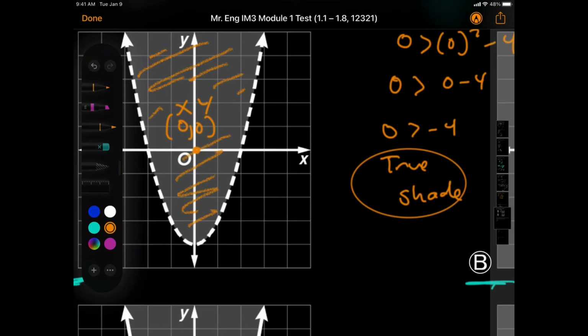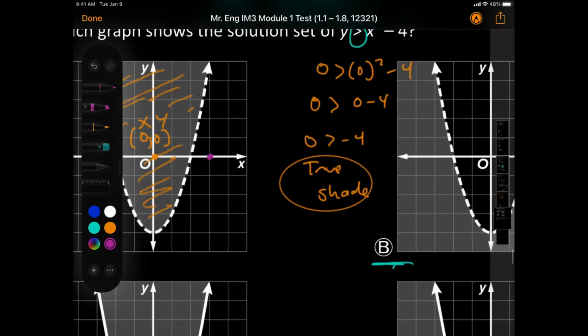Everything in the shaded region is a solution. Now, let me prove to you why. Let's pick a point that's outside here. This should be false. A non-shaded region like the pink dot should be false. (3, 0). Let's put it in. Let me prove to you why.